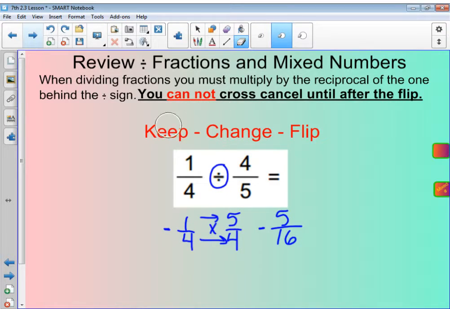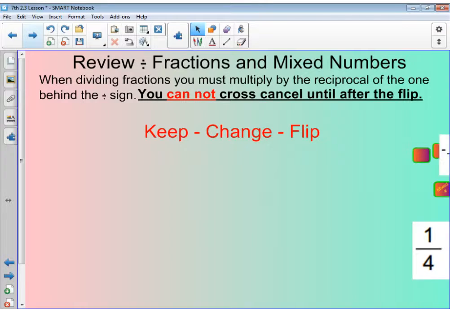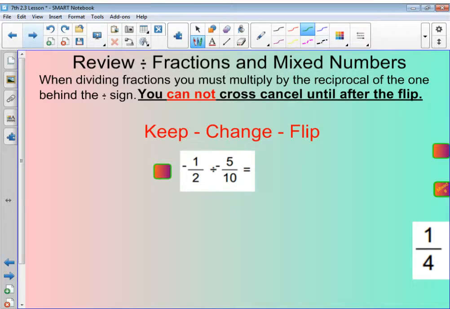Okay, so let's try a couple of these. Okay, so here I have -1/2 divided by -5/10. Now some of you might say, can I reduce 5/10? If you would like to do that, you may reduce it, but some kids aren't going to see it, so it might stay that way. Okay, the one thing that I will tell you is you cannot cross cancel. You can reduce within a fraction, but you cannot cross cancel until after you've done the keep, change, flip.